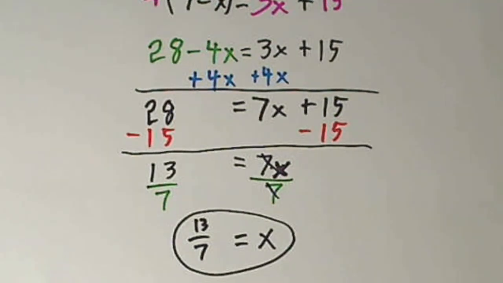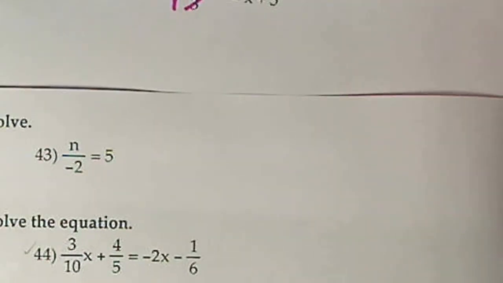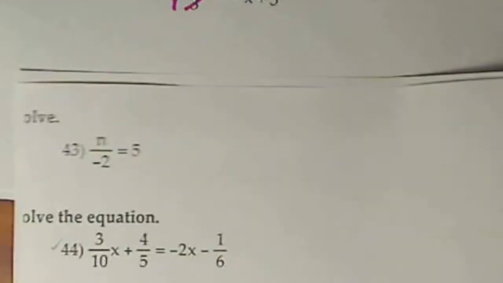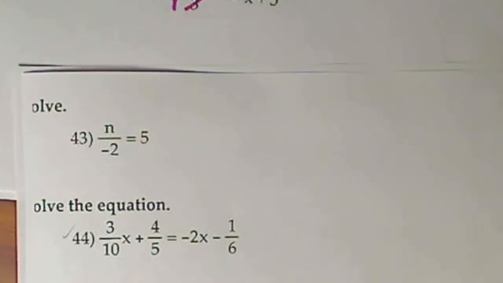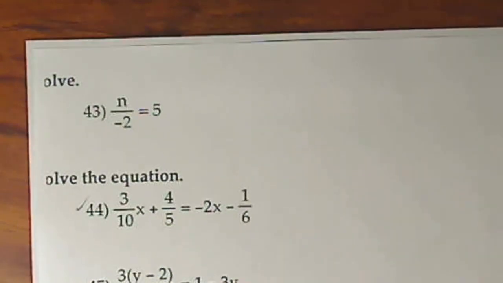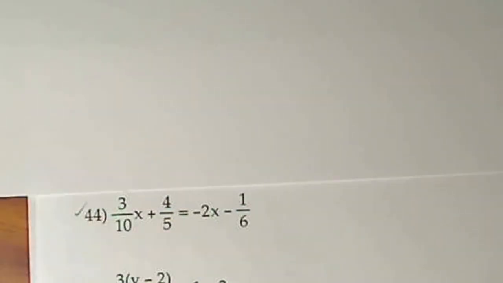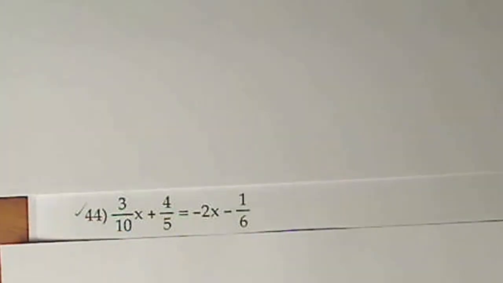And we're going to do another algebraic equation. We'll do number 44. Okay, so here's 44. And we're going to clear this of fractions. This one's a little easier to see what's happening when we clear it of fractions than our previous example.